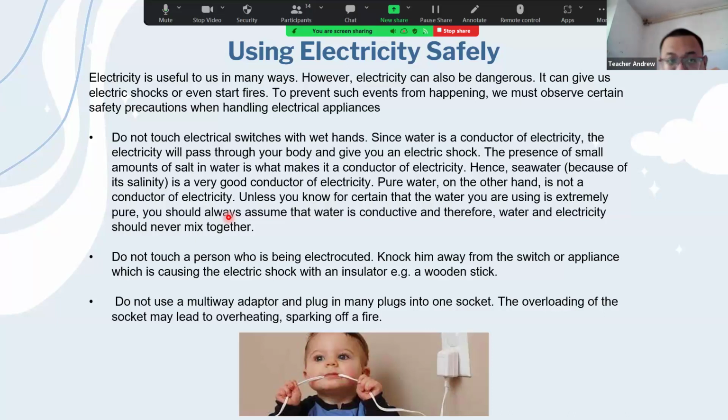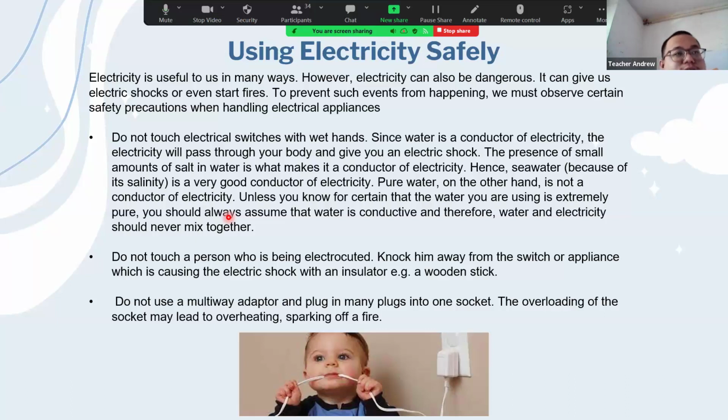This is to protect you at home. All right, students? Next up, do not touch a person who is being electrocuted. Knock him away from the switch or appliance which caused the shock with an insulator. Recently in Singapore, there was one case whereby a male resident was electrocuted by the water heater in the toilet.